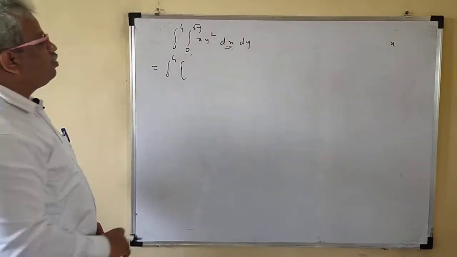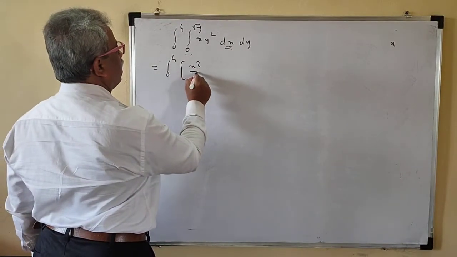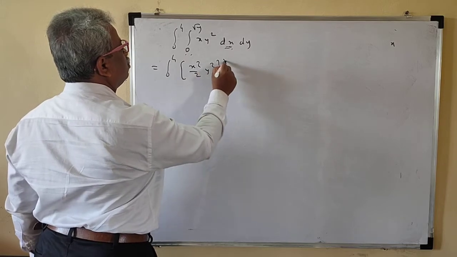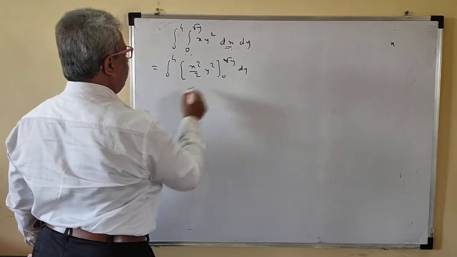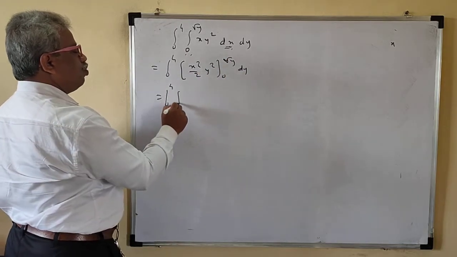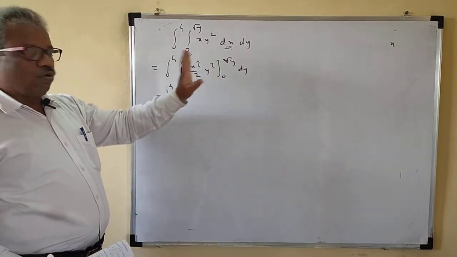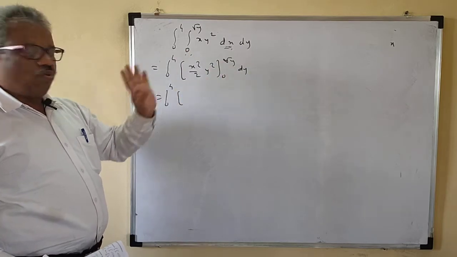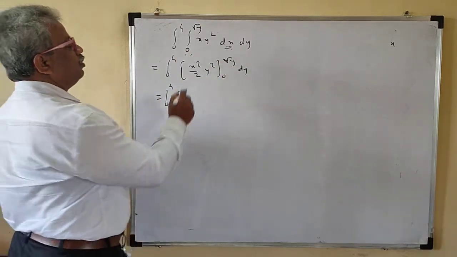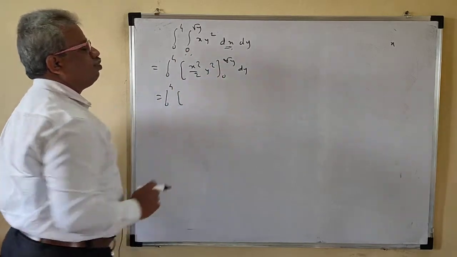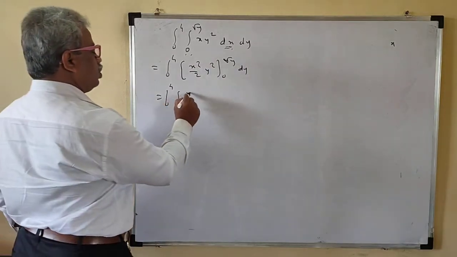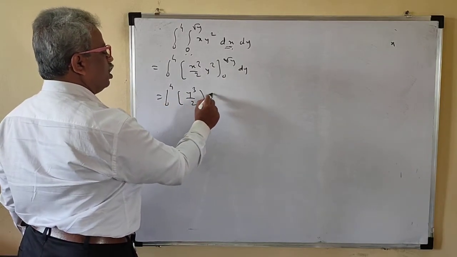First you have to integrate this with respect to x. So this is x square by 2 times y square, from 0 to root y, dy, and this is 0 to 4. If you put the lower limit x equal to 0, it is 0. Only I have to put the upper limit here. So x square, x is root y, so this will be y, so this will be y cube by 2 dy only.